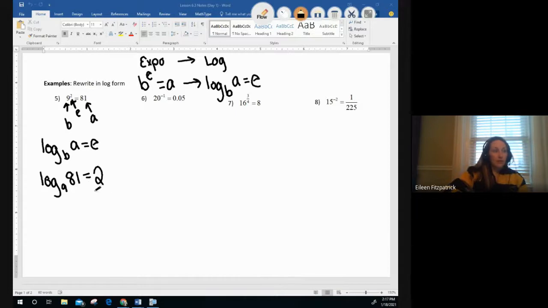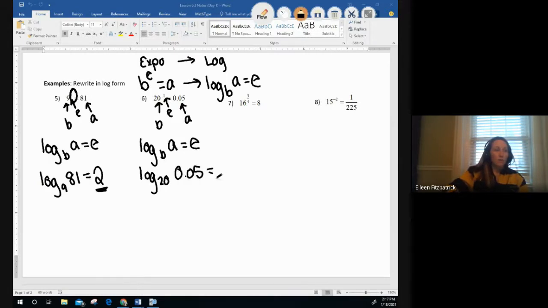Remember what I said, the answer to a log problem is the exponent if we were to write it in exponential form. Okay, so base, exponent, answer, because we're in exponential form, and I want to write it as log bacon and eggs. So it's log base 20 of 0.05 equals -1.